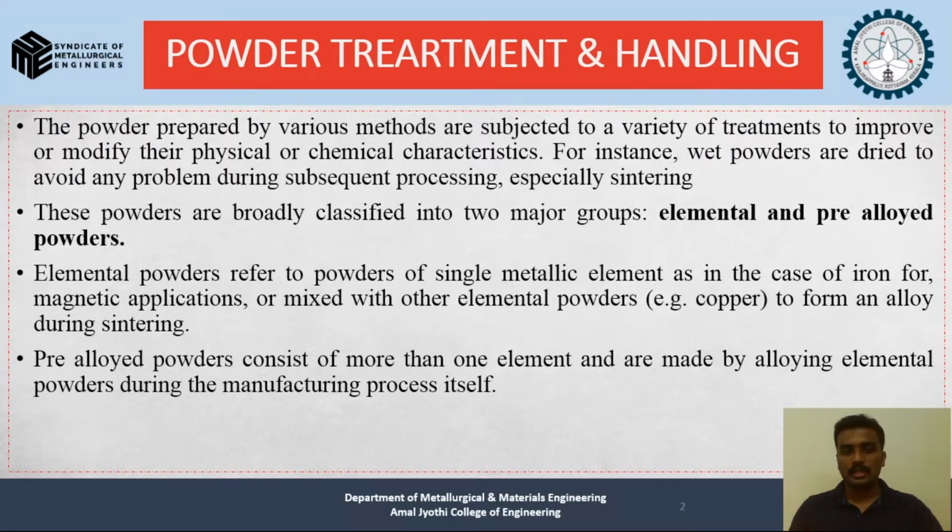And powder can be broadly classified into two types, and the major groups are elemental as well as pre-alloyed. From the name itself, elemental powder refers to powders of a single metallic element, whereas pre-alloyed powder consists of more than one element, made by alloying elements during the manufacturing process. For elemental powder we have an example like iron. This is the best example, since iron is magnetic in nature, so we can use it for magnetic applications. So broadly we can classify powders into elemental and pre-alloyed.